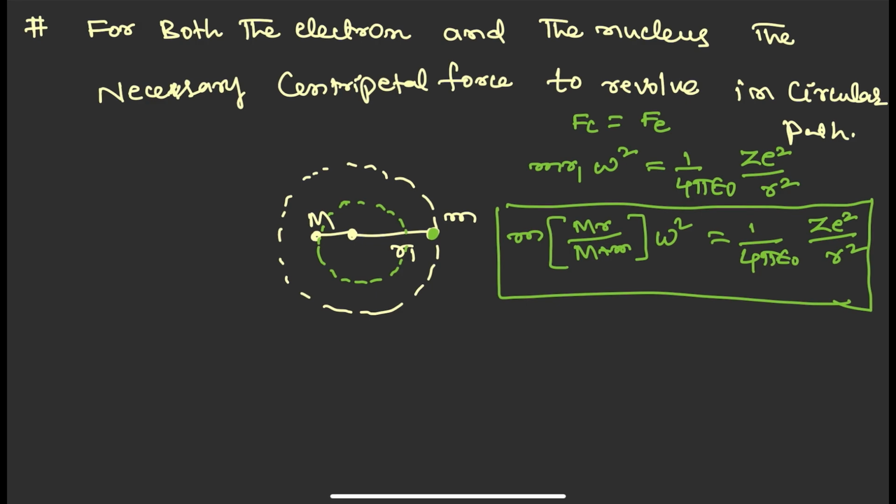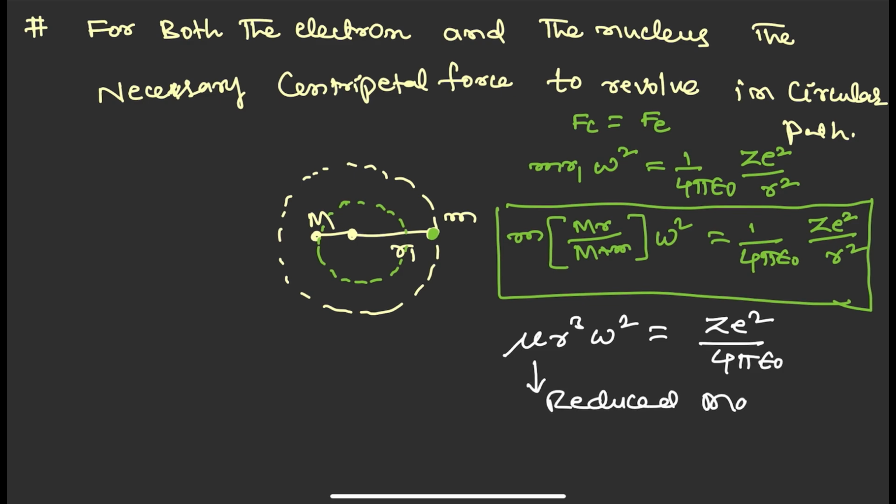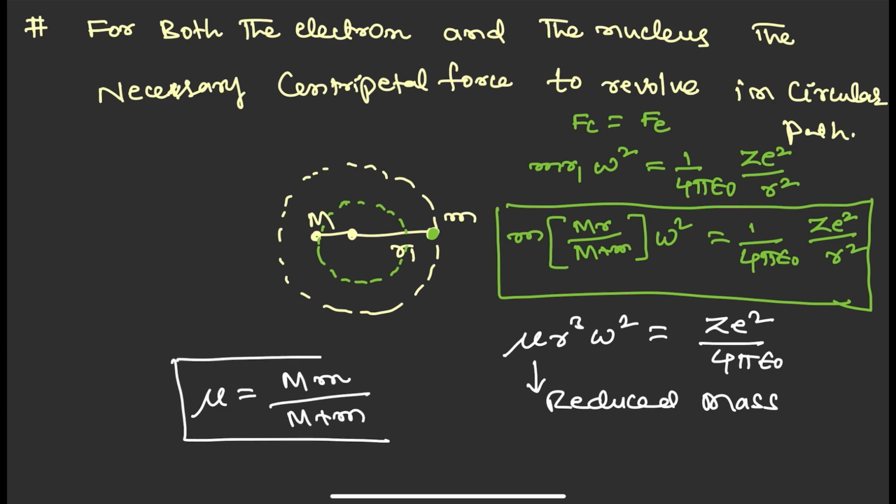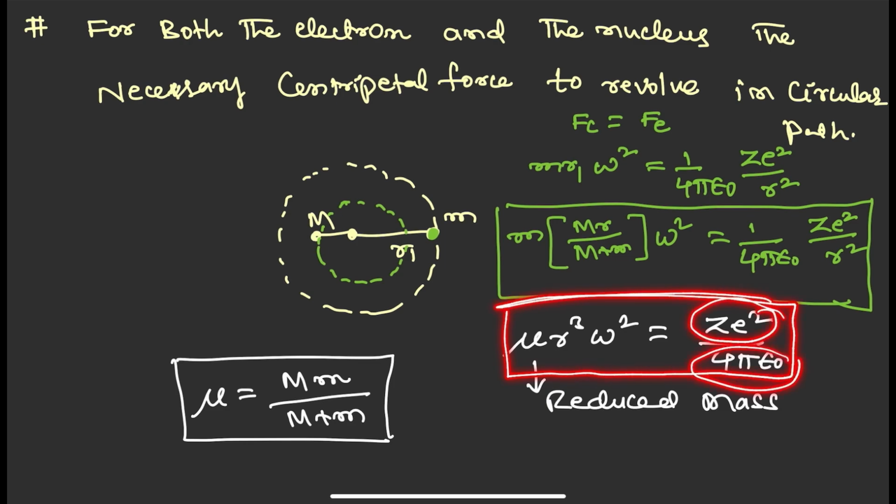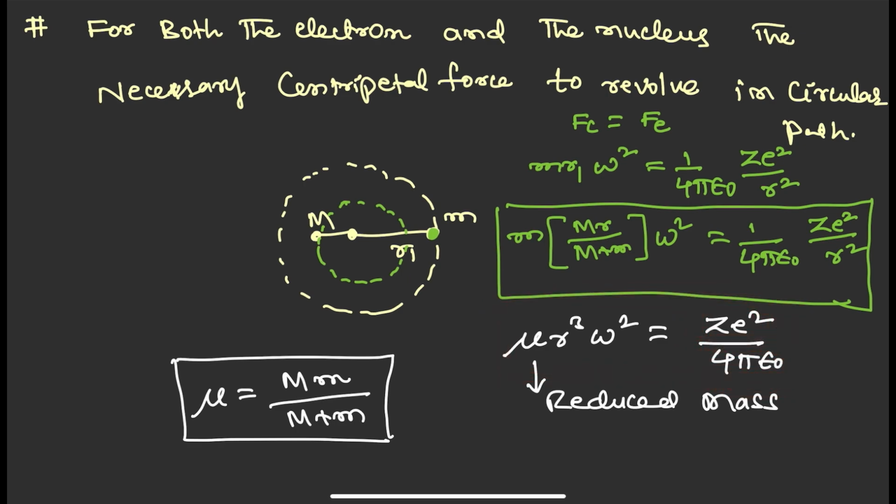From this relation we can write mu r cube omega square is equal to Ze square by 4 pi epsilon naught. So what does this mu mean? It is the reduced mass, which is very important. Sir, what is the reduced mass? Mu is equal to capital M into small m by M plus m, the formula for reduced mass. So mu r cube omega square is equal to Ze square by 4 pi epsilon naught.